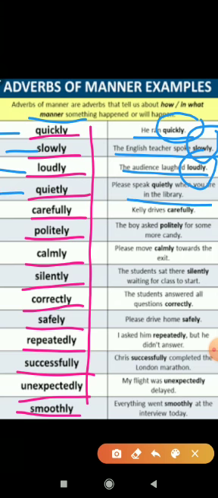Quietly. Please speak quietly when you are in the library. Quietly tells us about the way, about the manner, how we should talk when we are in the library. Next example, carefully. Kelly drives carefully. Carefully tells us something about the way, the manner in which Kelly drives. Other examples are politely. The boy asked politely for some more candy. Calmly. Please move calmly towards the exit.